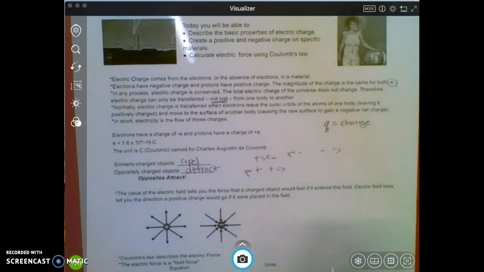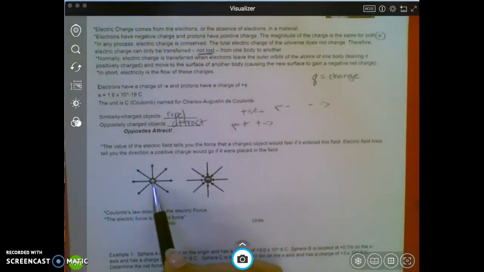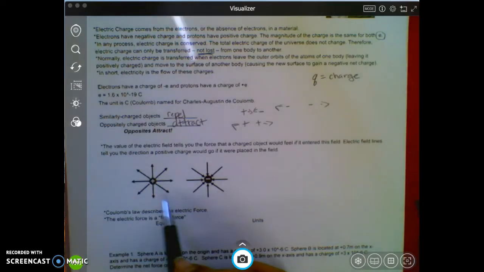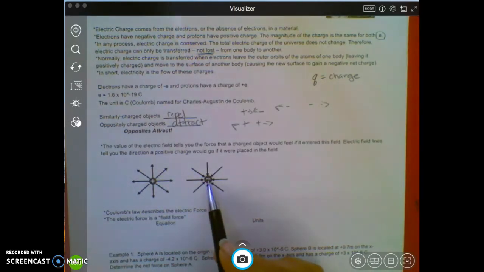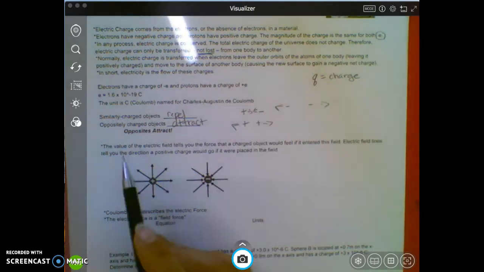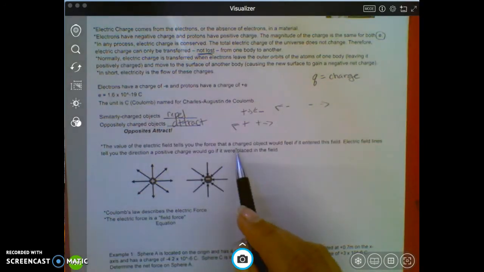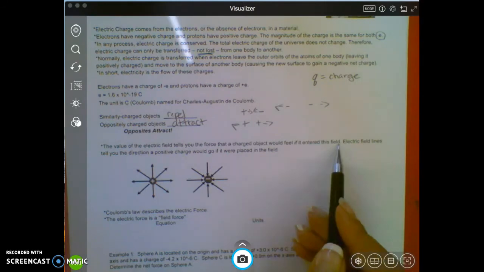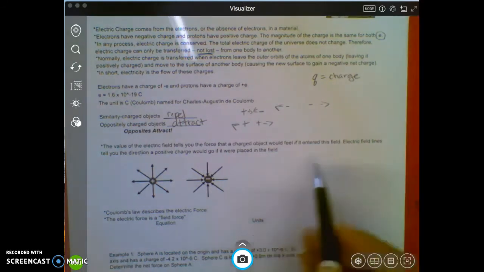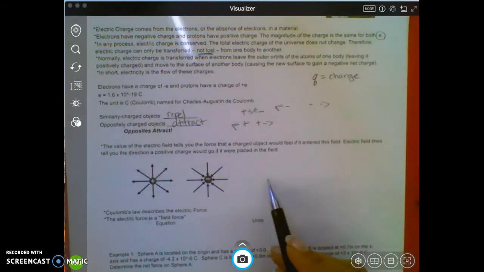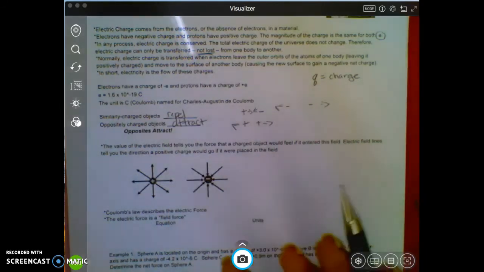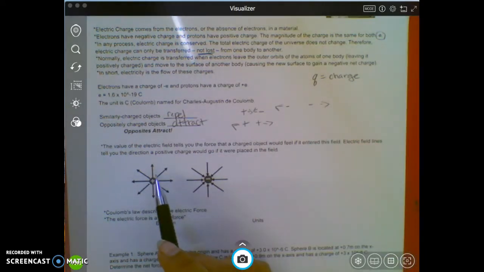Here is a little picture for you. A positive charge has an electric field in the direction away from the charge, whereas a negative charge has an electric field coming toward it. The value of the electric field just tells you the force that some object would feel if it entered the field. So if an object entered that field, the electric field is just the force that object would feel.